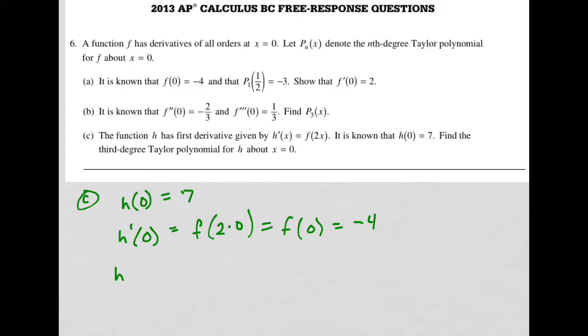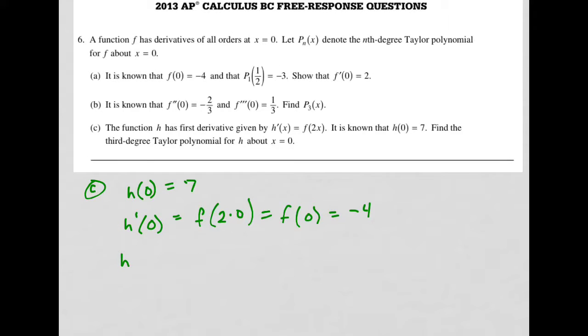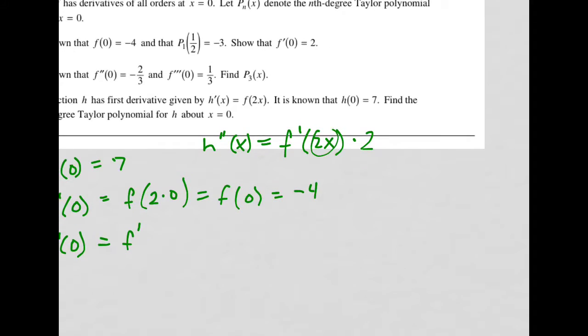What am I trying to find? Find the third degree Taylor polynomial. So I need 4 derivatives? Yes. So h double prime of 0 equals f prime, right? So then h double prime of x, I should write this down. Maybe you get points for this. h double prime of x equals f prime of 2x. Ooh, chain rule. You definitely get points for writing this down, right? Because I have to do the derivative of the inside.